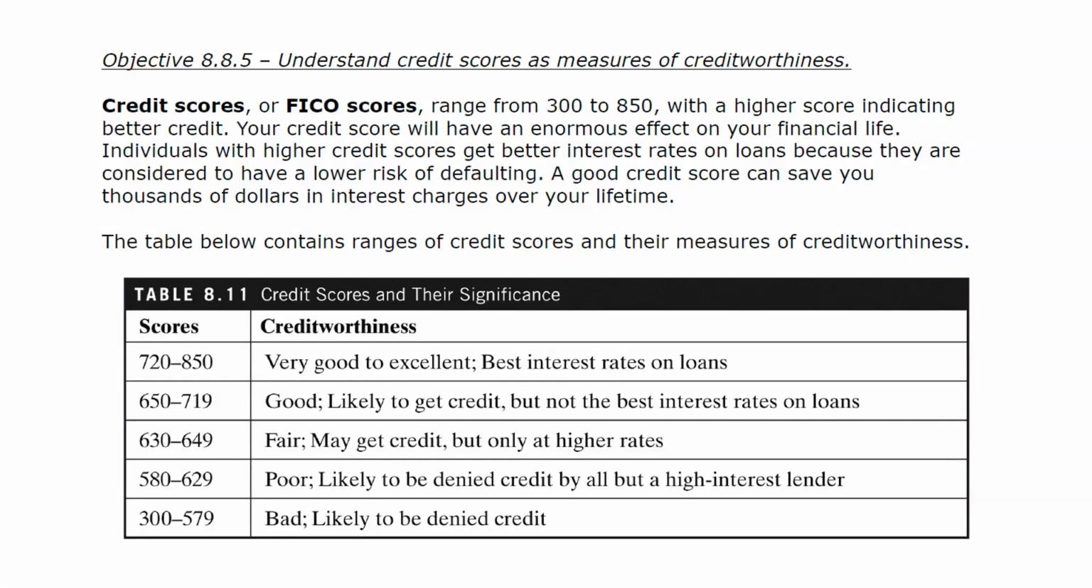630 to 649 is fair, so you may get credit, but only at higher rates. 580 to 629 is poor, so you'll likely be denied credit by all but a high interest lender. And 300 to 579 is bad, so you'll likely be denied credit.